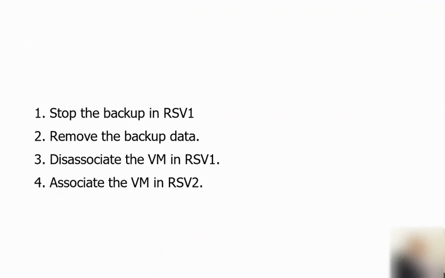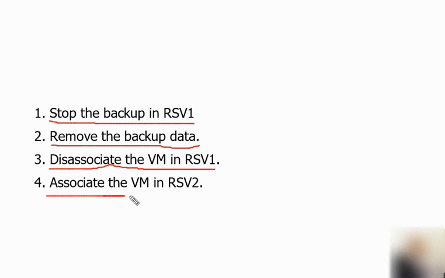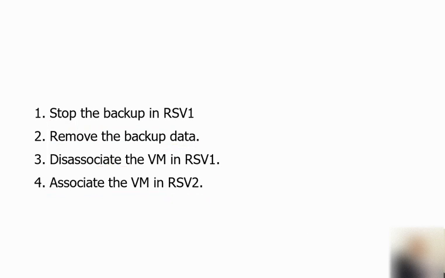To change the recovery services vault from RSV1 to RSV2, this is the action plan we have to follow. First of all, we will have to stop the backup which is going on in RSV1. The second action item is that we need to remove the backup data from RSV1, and then we need to disassociate the VM in RSV1, and the fourth item is that we need to associate the VM in RSV2. So we will do this experiment.